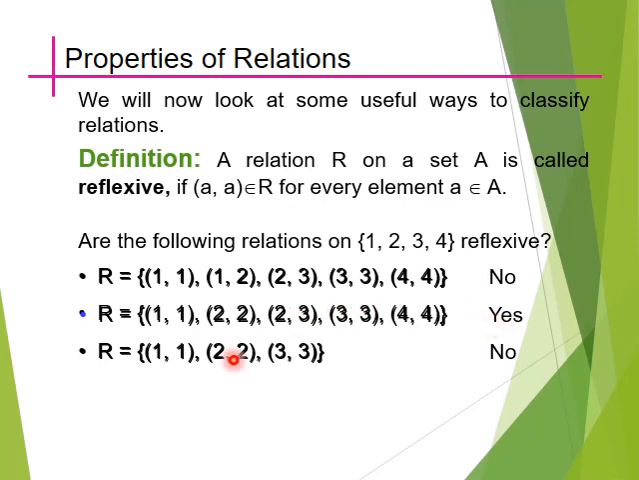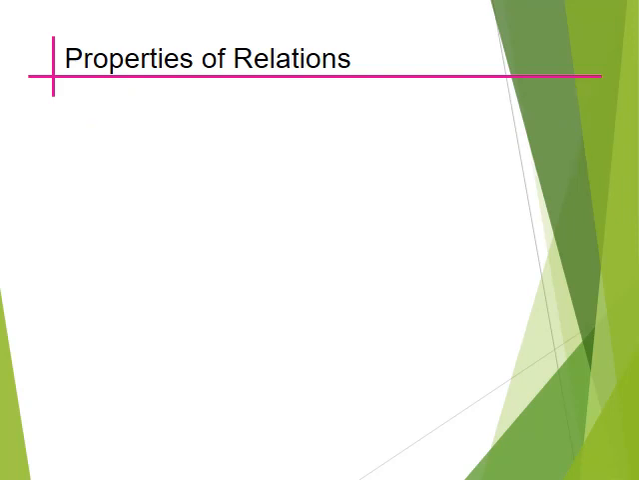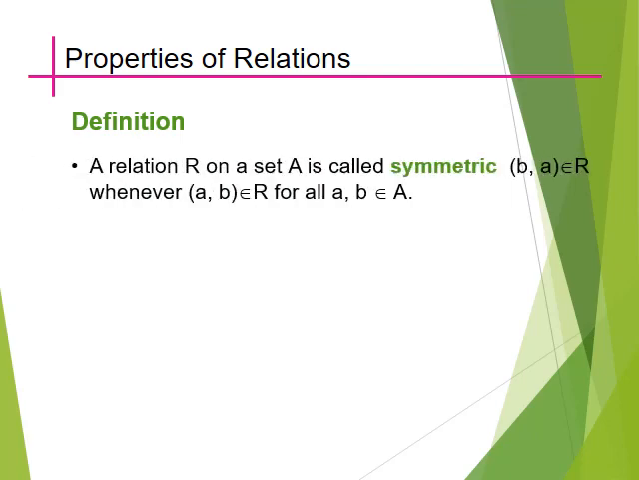Now, on third relation, we can see (1,1), (2,2) and (3,3) are present, but (4,4) is not there. Therefore, this is not reflexive relation. Now, come on another property of relations, that is symmetry. A relation R on a set A is said to be a symmetric relation if (B,A) belongs to R whenever (A,B) belongs to R, for all A, B belonging to the set A.